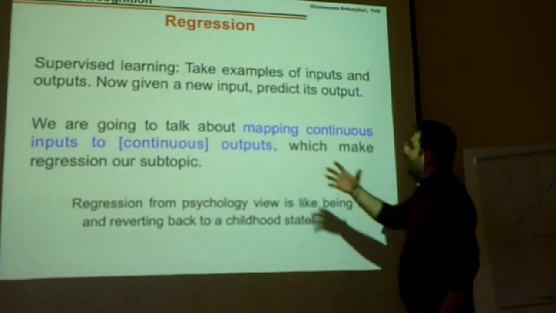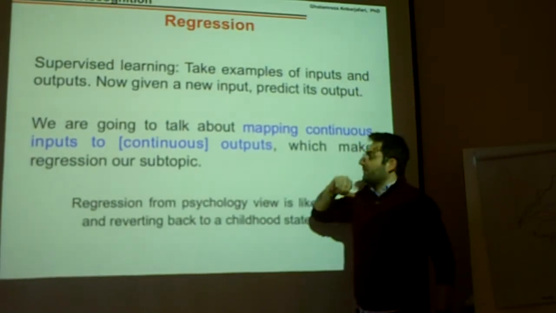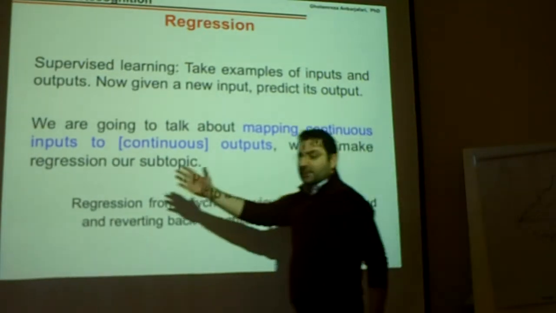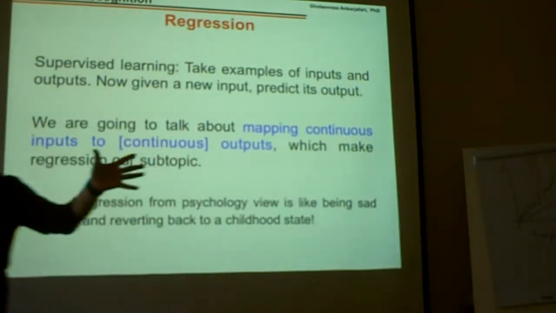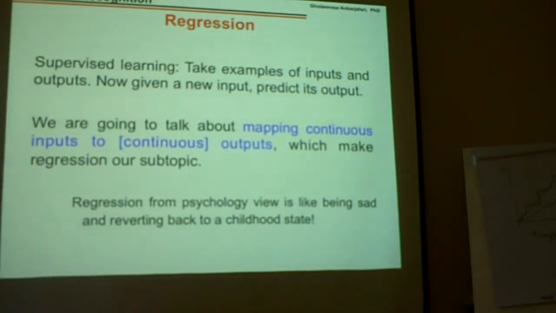Now we are continuing in the sense that we have continuous output, and we saw that this is what is called a regression problem. Regression is known to us as mapping continuous input to continuous output.